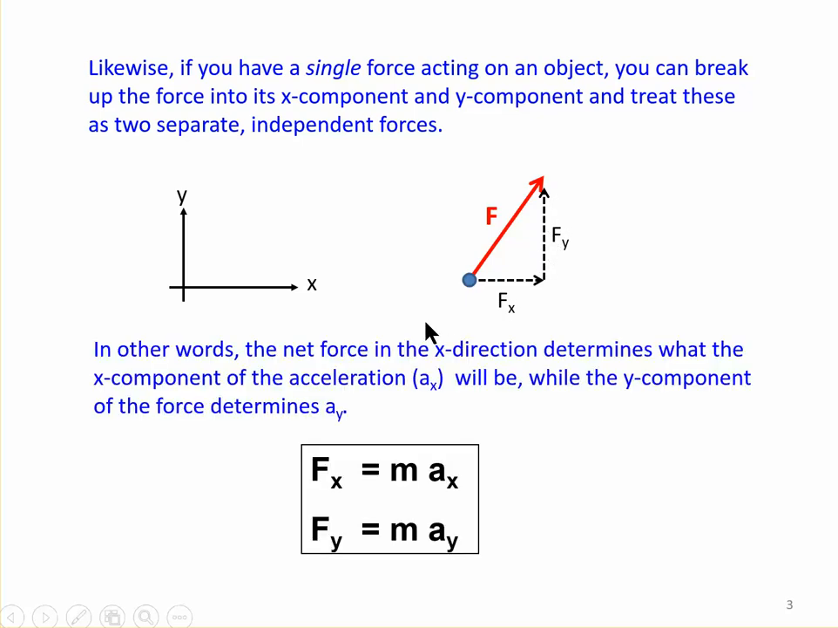In other words, when we write down F equals ma, if we want to, we can break up that equation into 2 separate equations, one in the horizontal direction, one in the vertical direction. So we're saying here that the net horizontal force, or the net force in the x direction on an object, determines the x component of its acceleration, its horizontal acceleration, and the y component of the force on an object determines its y acceleration.